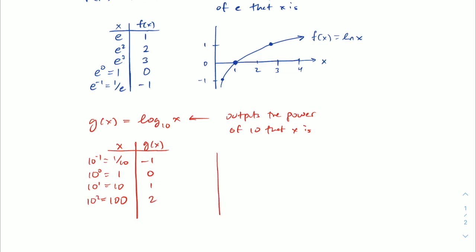Okay, so now we can sketch the graph of log base 10. And this is not to scale. If we put in 1/10, we get negative 1. If we put in 1, we get 0. If we put in 10, we get 1. If we put in 100, we get 2. So this log base 10 function looks like this. Again, the x-axis is not quite to scale.